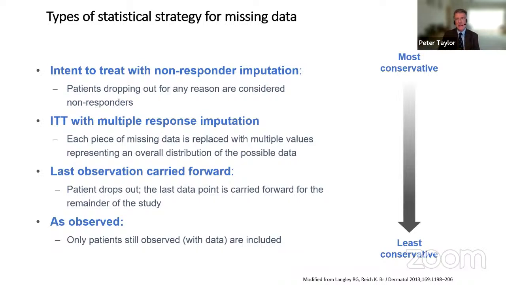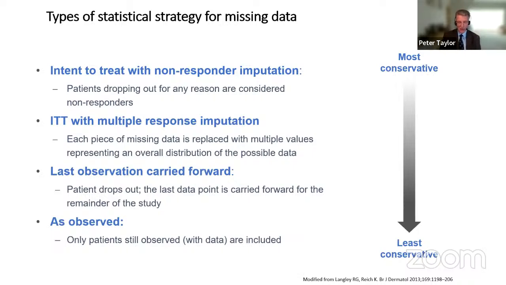How do we handle missing data? Well, there are lots of ways of doing this. The most conservative is to use non-responder imputation. And this means simply that if any patient drops out, they're considered a non-responder. So it's going to draw down the overall level of response for the population as a whole. Another way of doing it is to use what we call intention to treat with multiple response imputation, or to use a last observation carry forward. So in other words, if the person who drops out has had some response when they drop out, you simply carry that forward and assume that that response would have been maintained if they remain in the trial. Or you could just look at the patients who finish the trial.